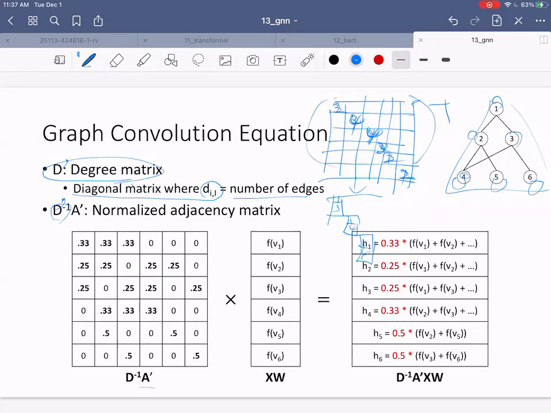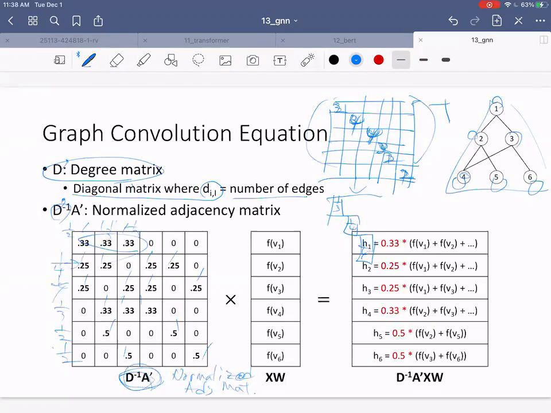And if you multiply D inverse with A prime, then before it was all ones, and now you're multiplying 1/3, 1/3, 1/3, and that's how you get 0.33s. And now you're multiplying 1/4 to all the row values here, 1/4 to all the values here, 1/3 to all the values here, 1/2, 1/2. And that's how you normalize your adjacency matrix. So this is a normalized adjacency matrix.